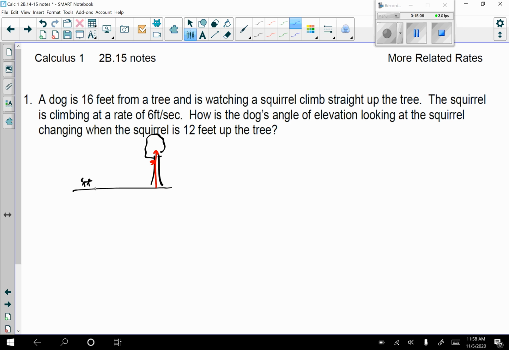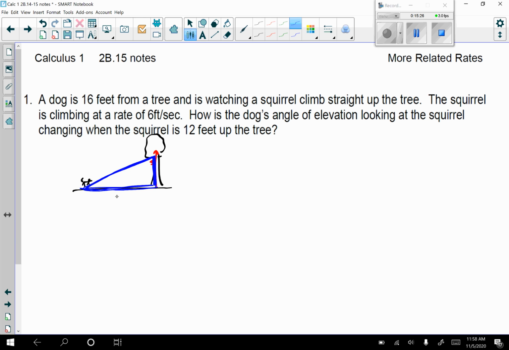Well, we have the dog is away from the tree. The squirrel is going up the tree, and the dog is looking at the squirrel. There's a triangle in this one. This is a right triangle problem. Right now, if we don't read on, we might think Pythagorean theorem because we have distances.